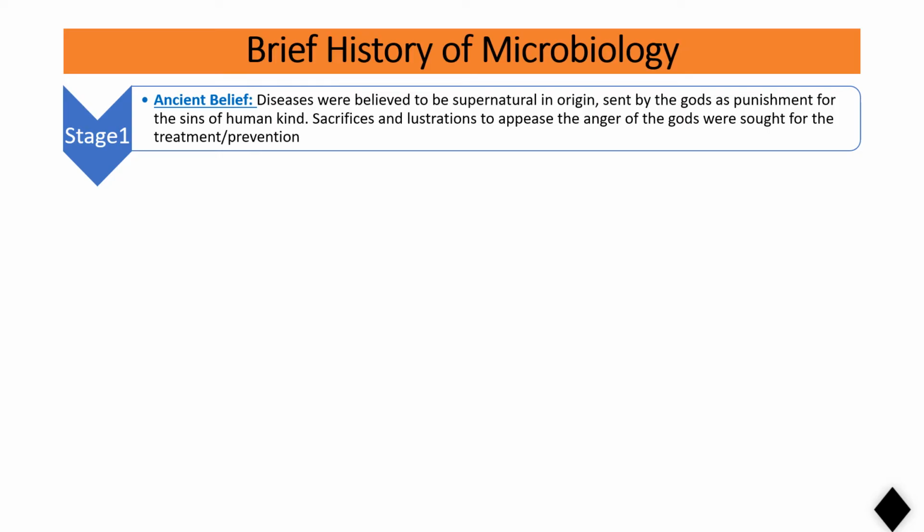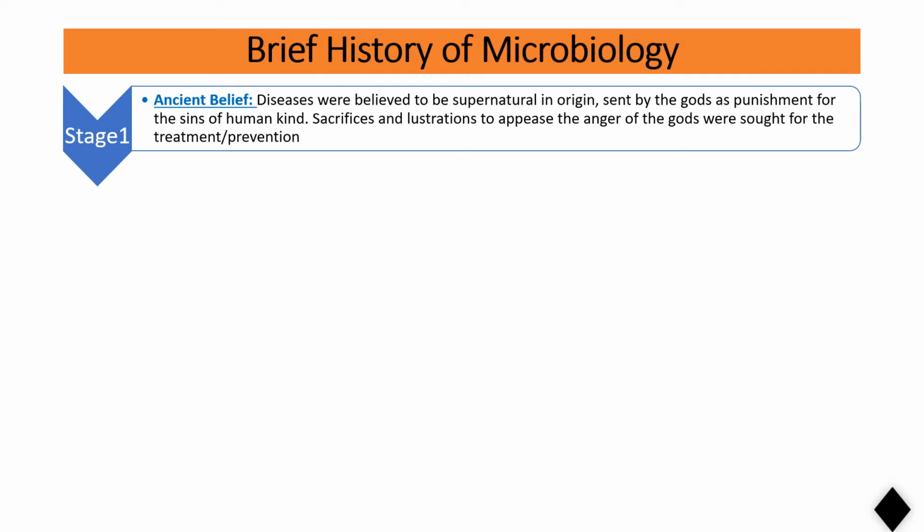During the ancient period, many people did not believe in the existence of microorganisms, and therefore their major belief regarding diseases was that diseases were supernatural in origin. Diseases were believed to be a punishment sent from God for the sins of humankind, and therefore during that period, people made a lot of sacrifices and libations to appease the anger of the gods in order to prevent diseases from happening.